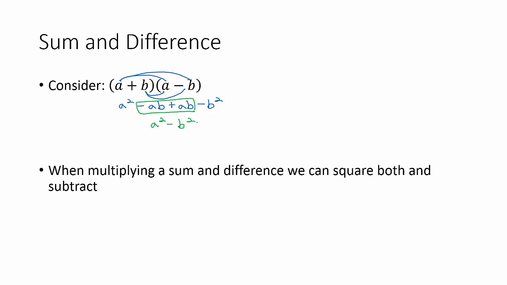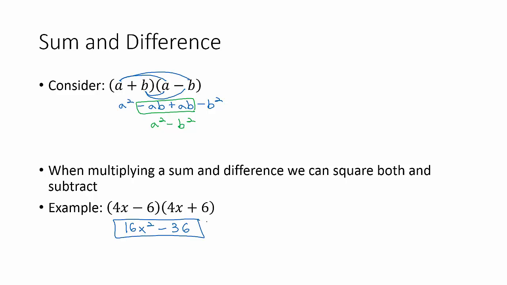And so what we notice is when we're multiplying a sum and a difference, where the numbers are the same, one's plus, one's minus, we can just square both of the individual parts and then put a subtraction in the middle. For example, if we have 4x minus 6 times 4x plus 6, noticing that that's a sum and a difference of the same things, we just say 4x squared is 16x squared, subtract, and square the 6 is 36. And we're done that fast. So we square everything and then always put a minus in the middle. The sum and difference shortcut.